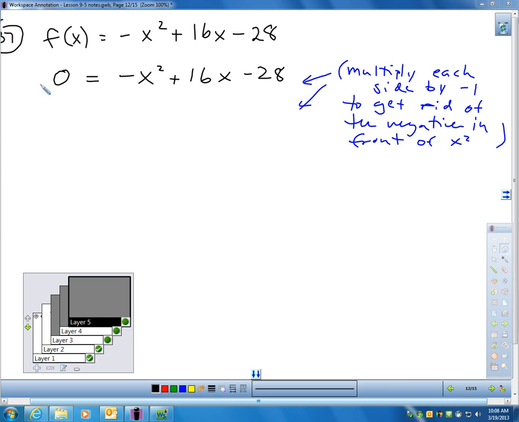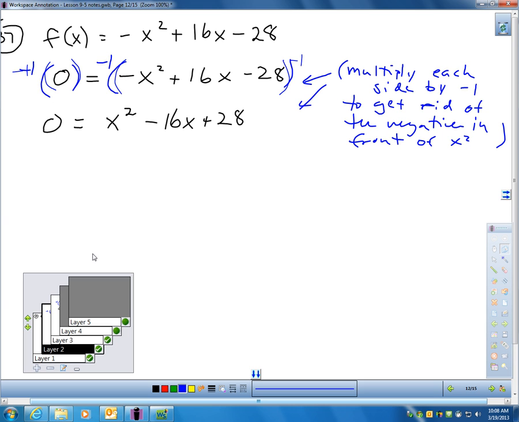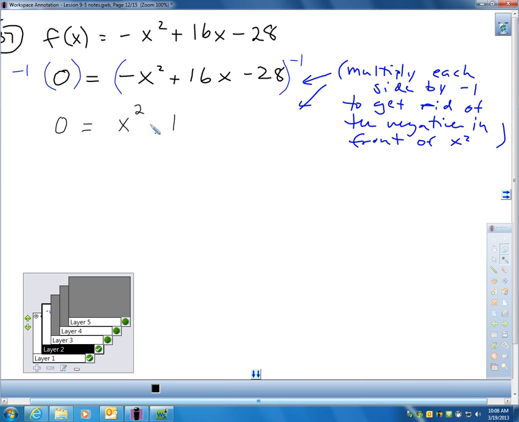Just multiply each side of the equation. Multiply the left side by negative 1 and multiply the entire right side by negative 1. Isn't it legal to multiply each side of an equation by the same amount? When you do that, negative 1 times 0 gives you 0. And over here, when you multiply everything by negative 1, it just changes all the signs over.